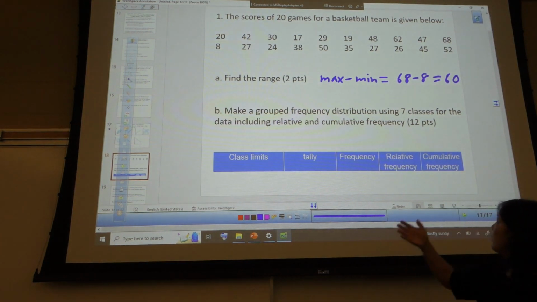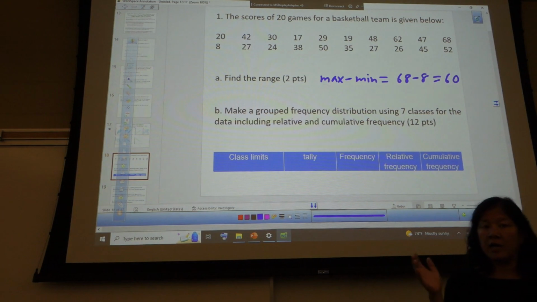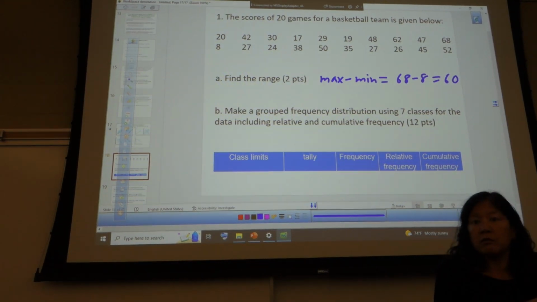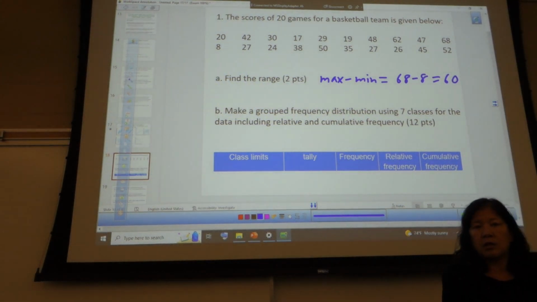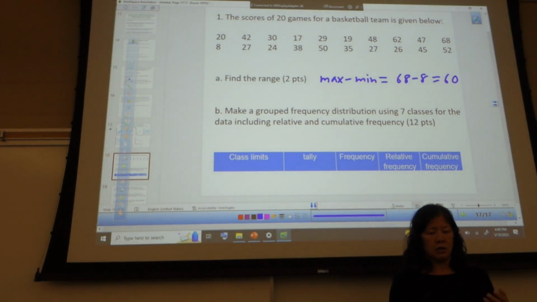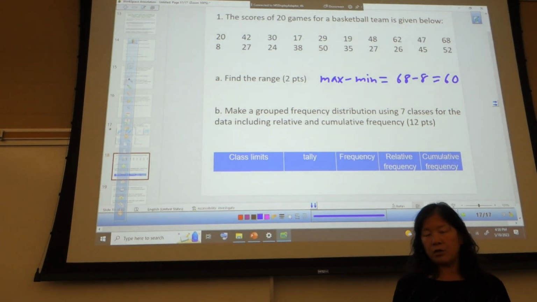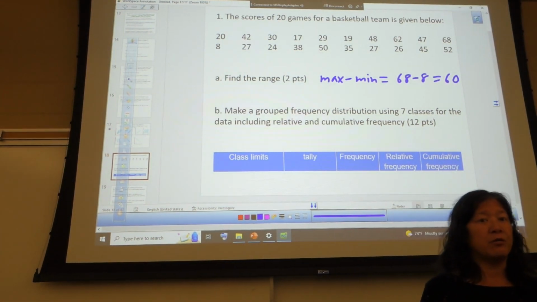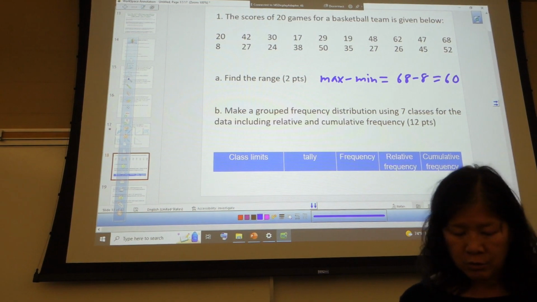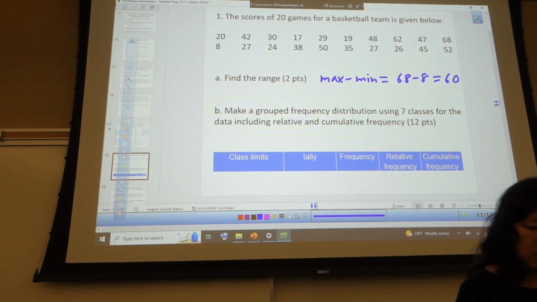Because if I take 60 and divide by 5, I get 12. That's close to 10. If you get something around 50 or more, 10's good. If it's close to 25, then you might use 5. So we have a class width of 10. Keep that in mind as you do these.